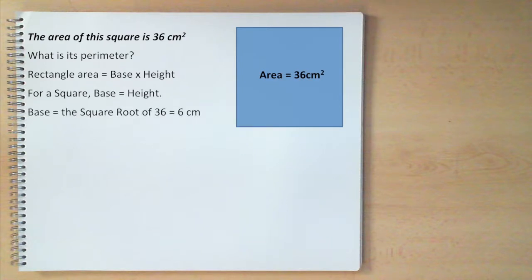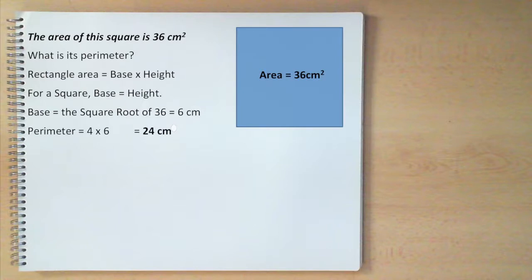perimeter. So for a square, the base is equal to the height. So the base is the square root of the area. Square root of 36 is 6, and so the perimeter is 4 lots of 6 centimeters because it's a square. So the perimeter is 24 centimeters.